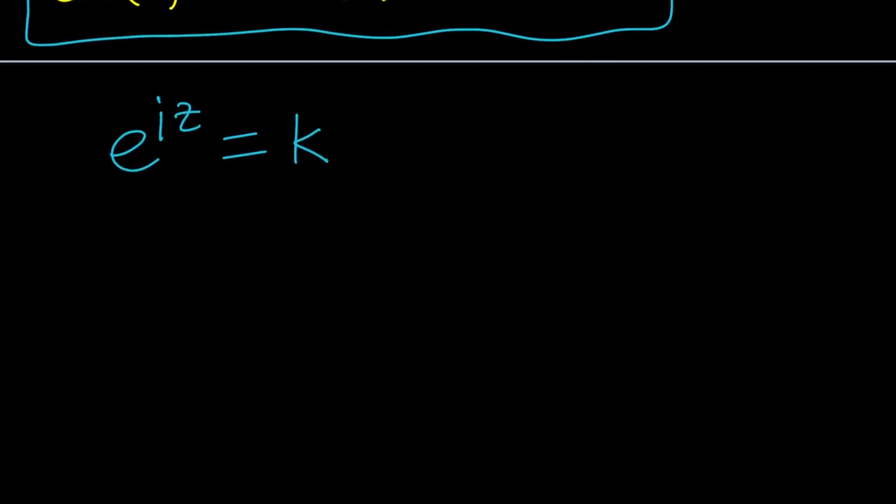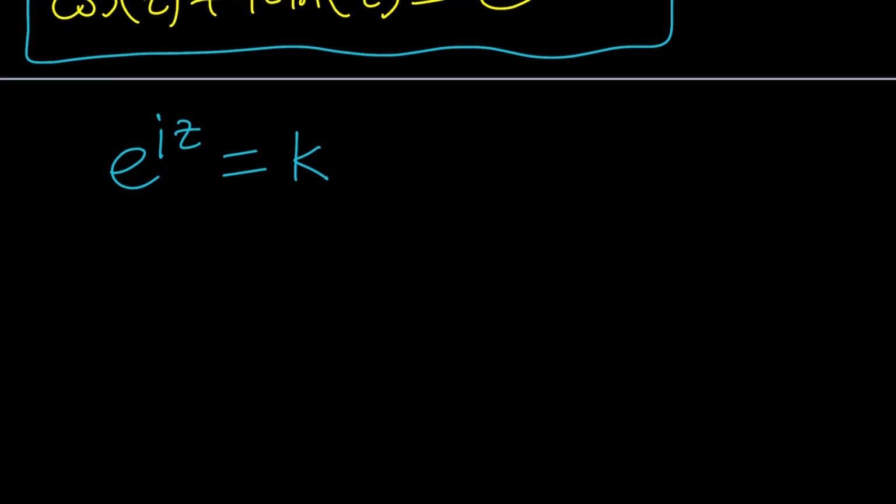So how do we solve this equation? Easy, right? Complexify the right-hand side and then take the natural log of both sides, bring down the powers and just solve for z. That's what we've got to do, right? Great. So how do you complexify the right-hand side? Well, it depends. k is a real number, but it could be positive or negative.